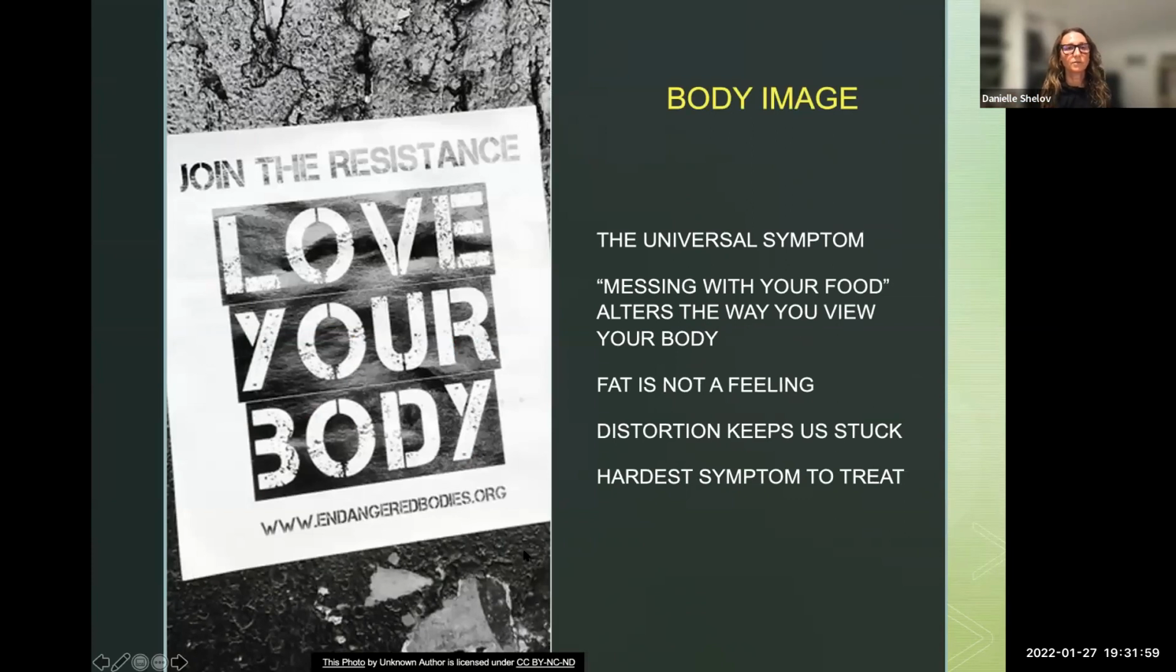And this is the universal symptom. And this is really the other biological piece of this that is so confusing, which is that the other way that human beings and animals have been able to reinforce not eating, when it thinks it's in a time of famine, is that literally when you are hungry, you start to see your body differently. So messing with your food, which is how I usually frame it to families, alters the way you view your body, right? We don't really know why.